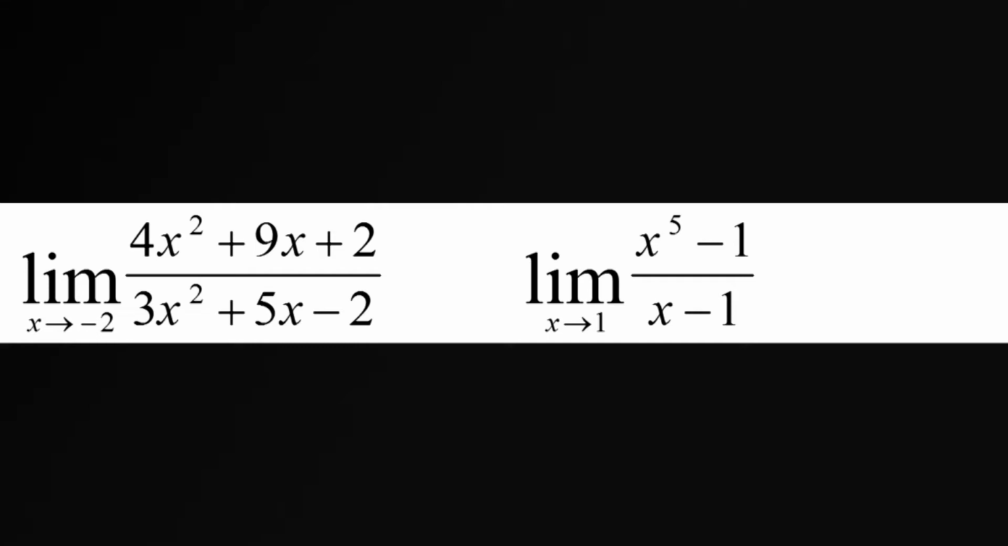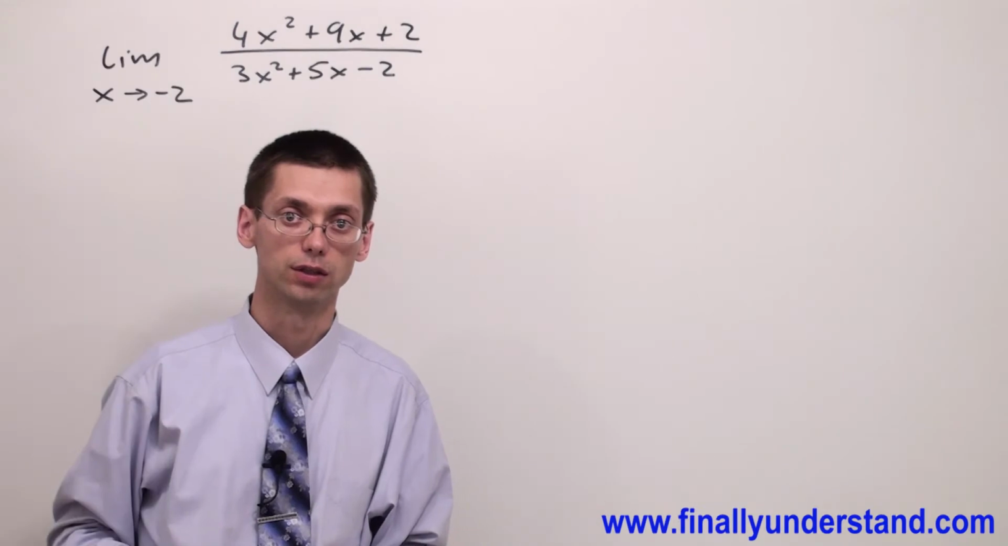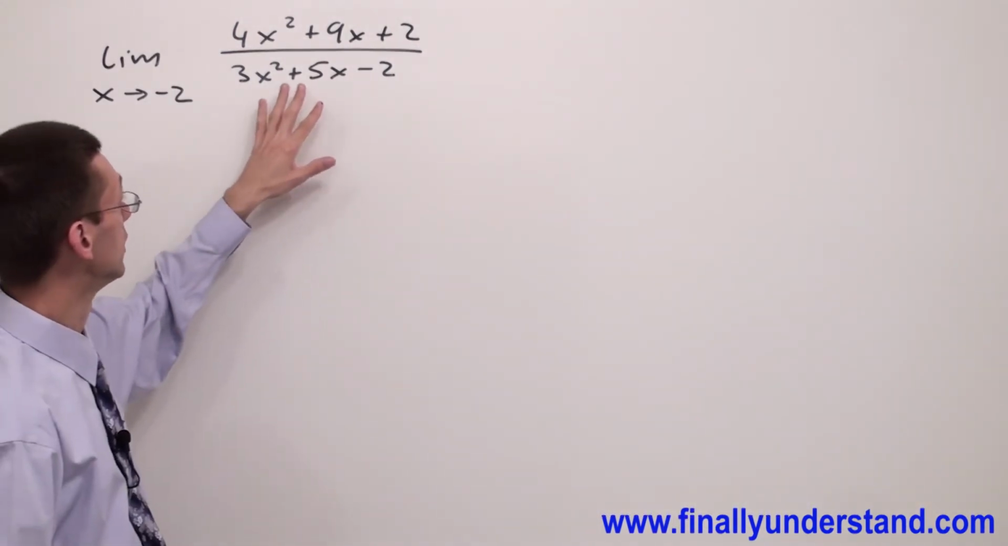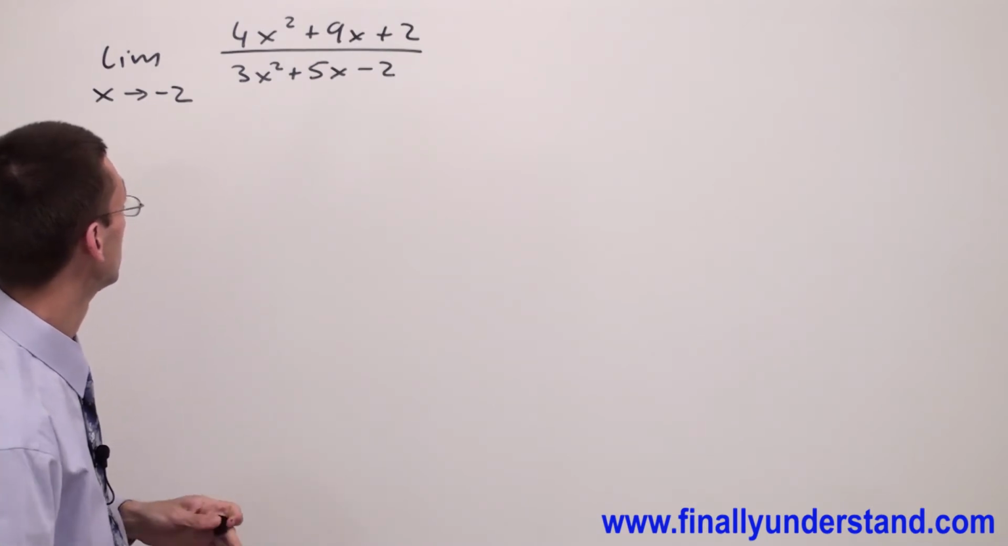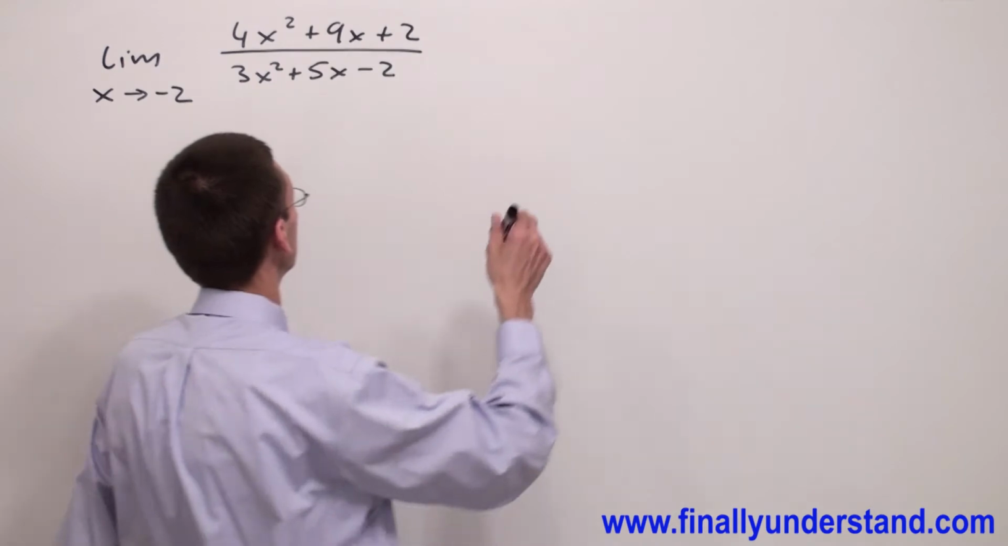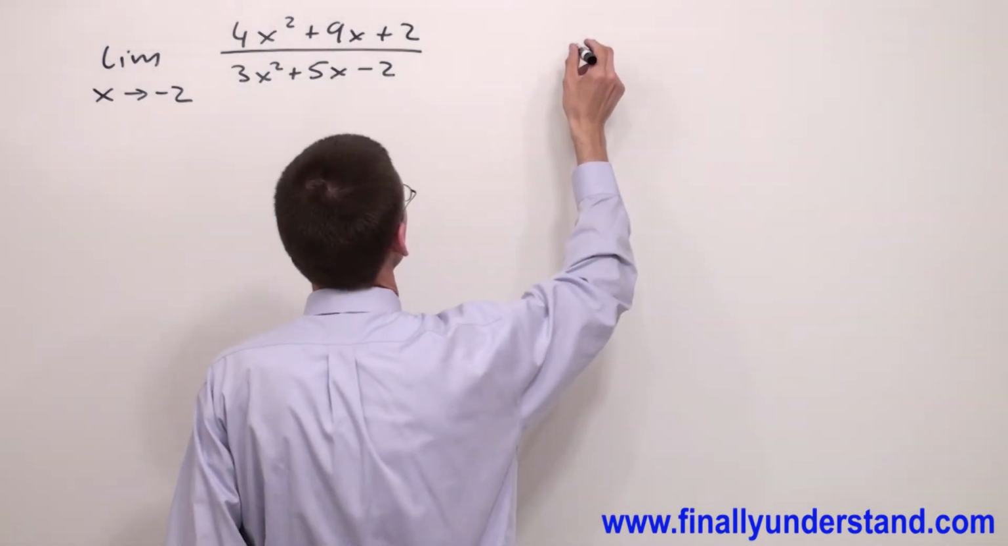Let's take a look at this example. Again, we are going to find the limit of the rational function. Like always, we're supposed to check the denominator. Because the denominator is a little bit longer than before, I'm going to do the calculation at the side.